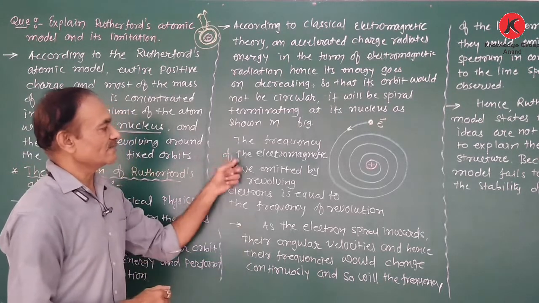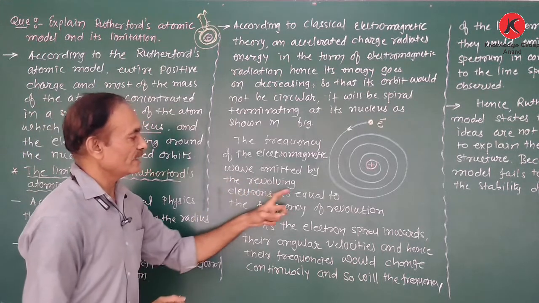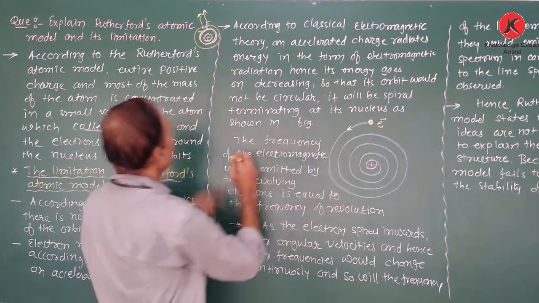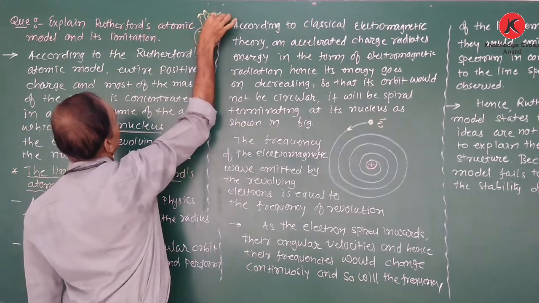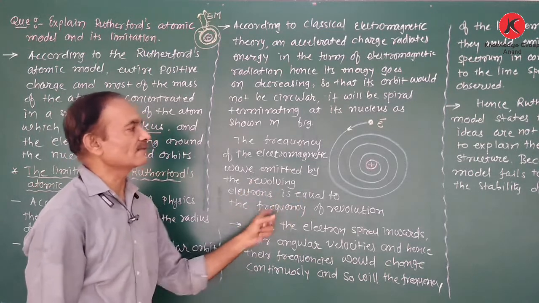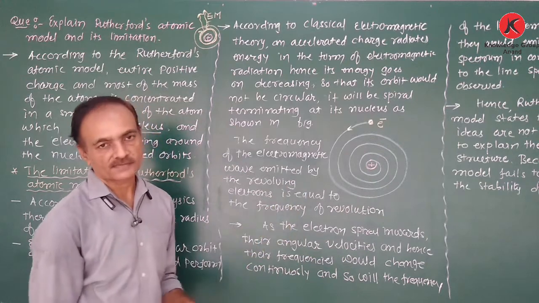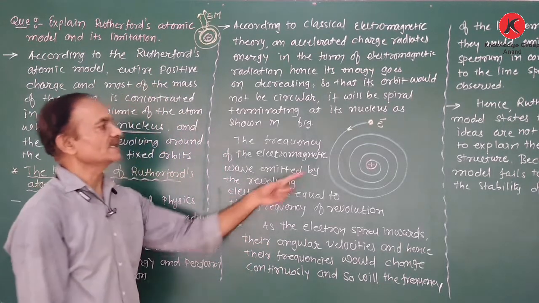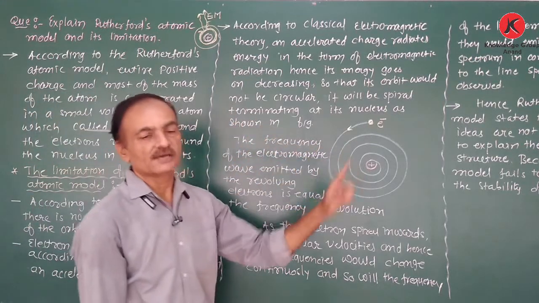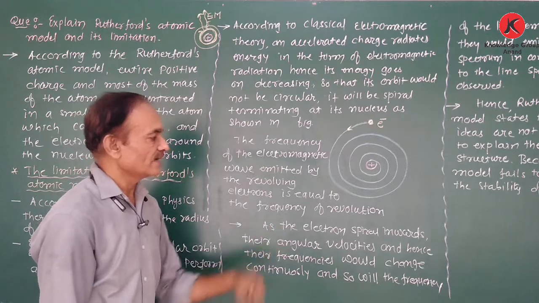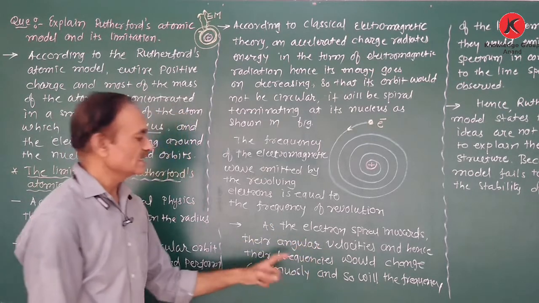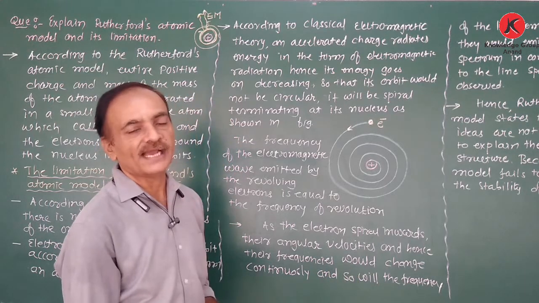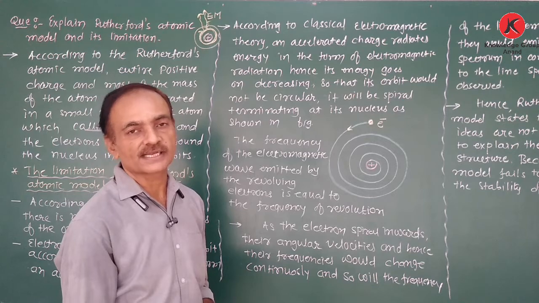Now, one more thing. The frequency of the electromagnetic wave emitted by the revolving electron is equal to the frequency of revolution. What is the frequency of revolution of the electron in a circular orbit? It radiates electromagnetic waves with that same frequency. As the electrons spiral inward, their angular velocity and hence their frequency would change continuously. And so, the frequency of the light emitted also decreases.